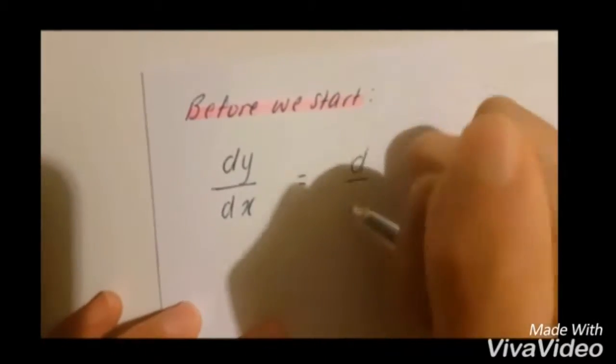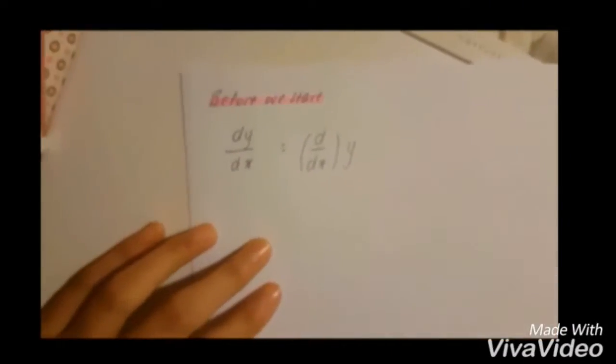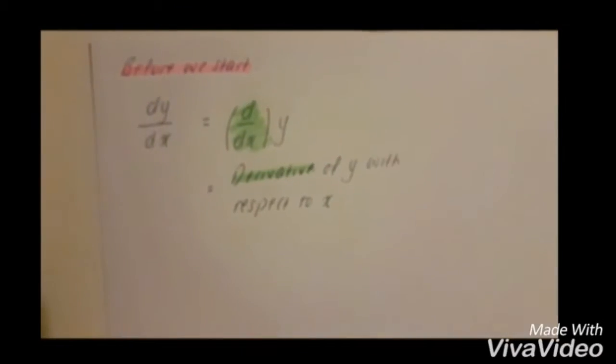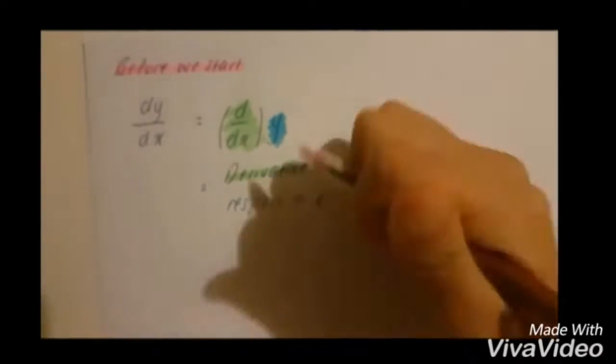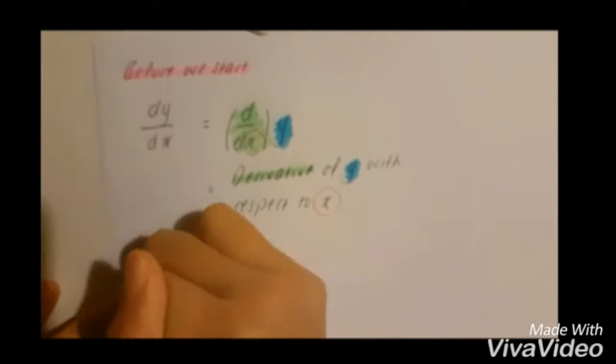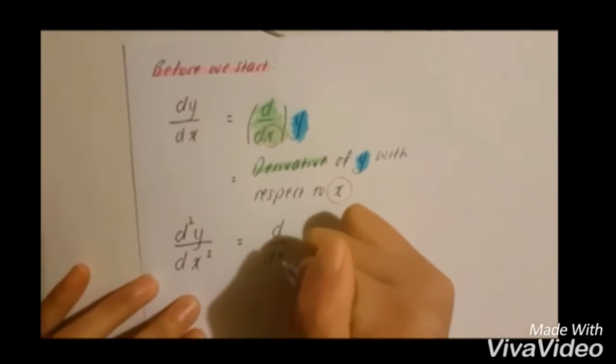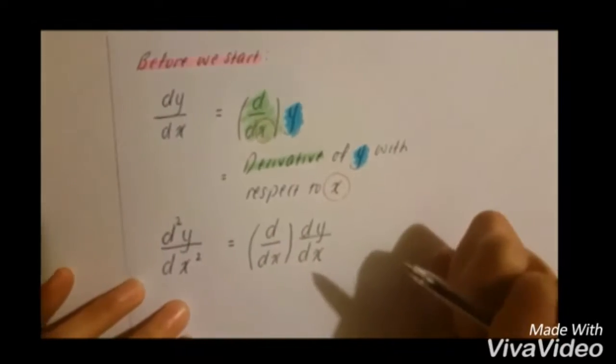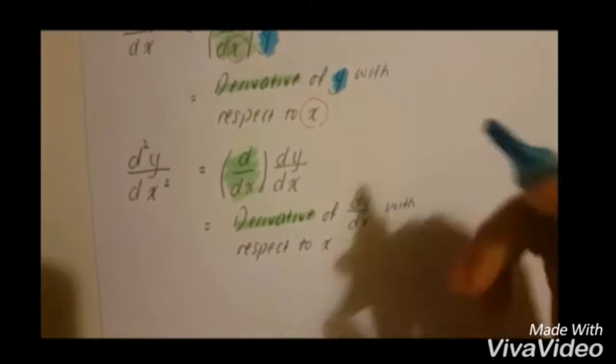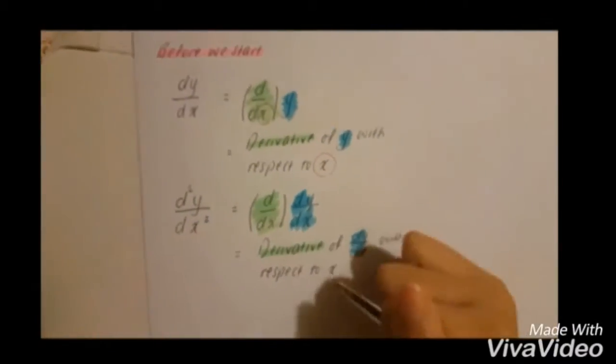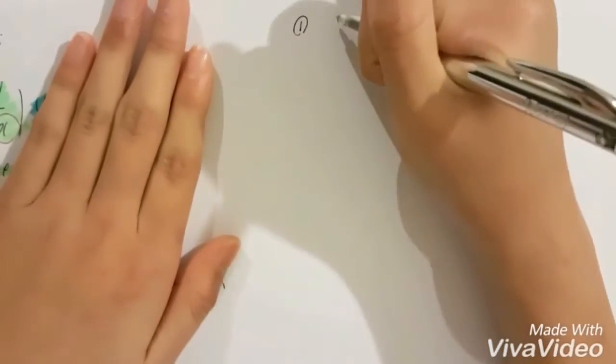Before we start, it's important to understand that the derivative of a function dy over dx is actually d over dx times y, the derivative of y with respect to x, and the second derivative of a function d squared y over dx squared is actually d over dx times the first derivative of a function dy over dx.